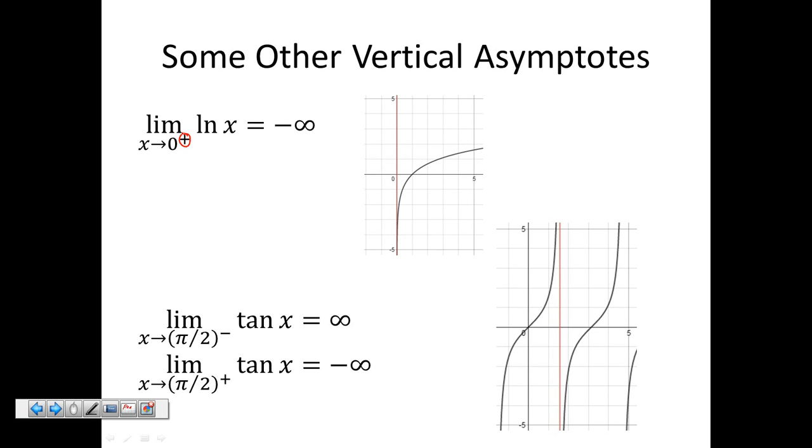If you take a look at the tangent function, it's got vertical asymptotes all over the place. It just repeats itself every so often. And taking a look at one of those vertical asymptotes, when we approach from the left, it's a positive infinity. When we approach from the right, it's a negative infinity. And that's true of every single one of these vertical asymptotes in this function. So just some other very specific examples of vertical asymptotes.